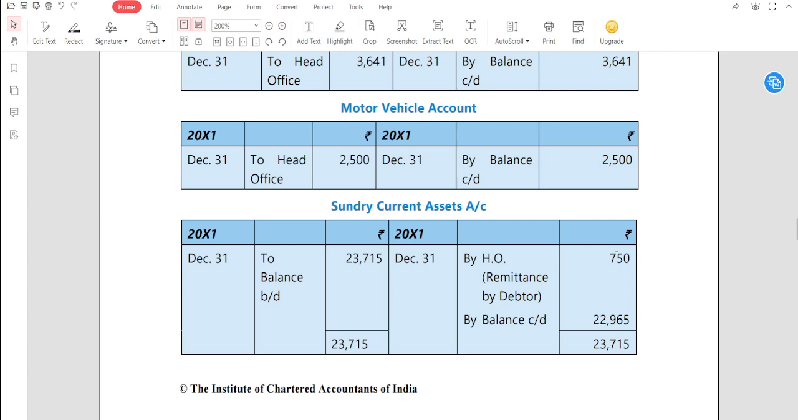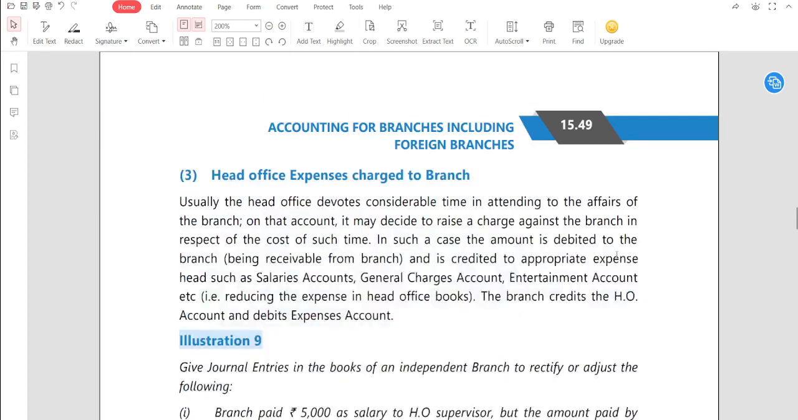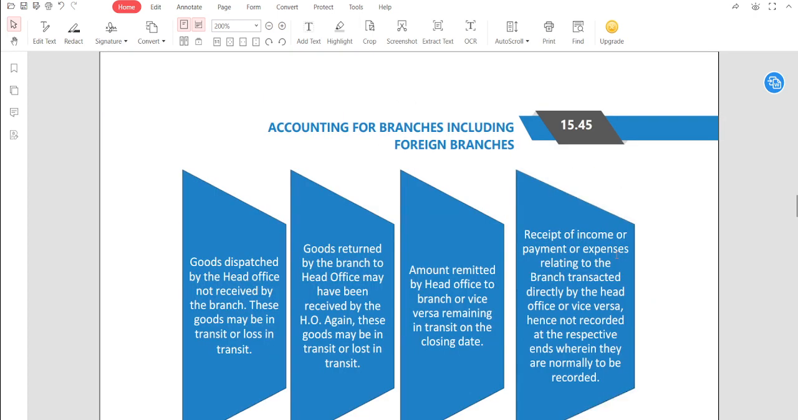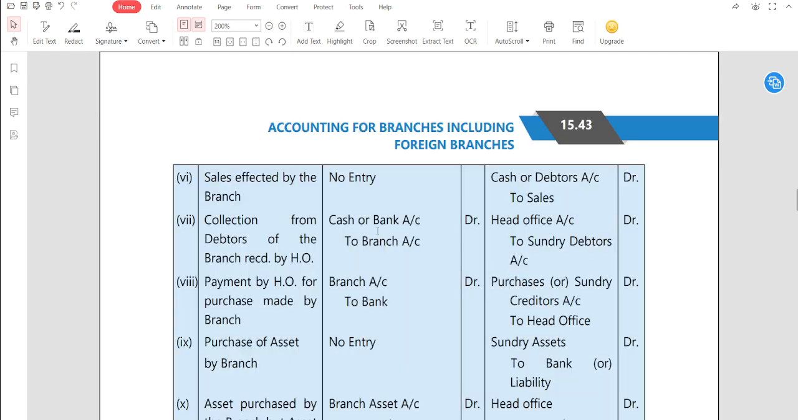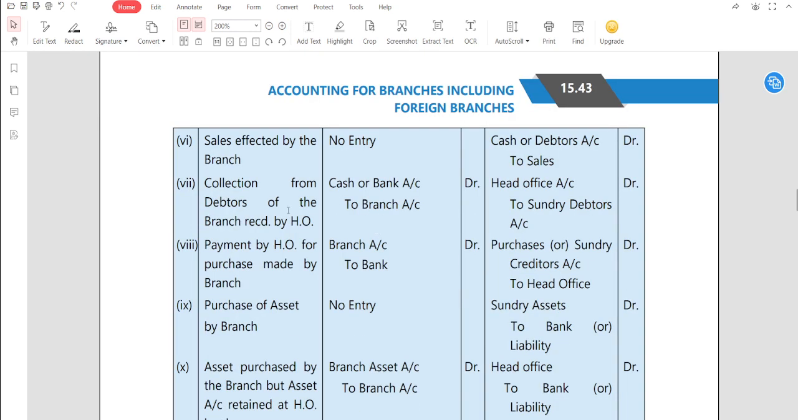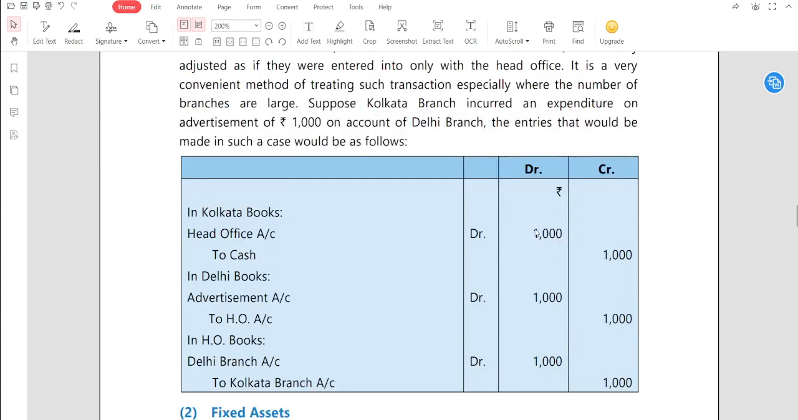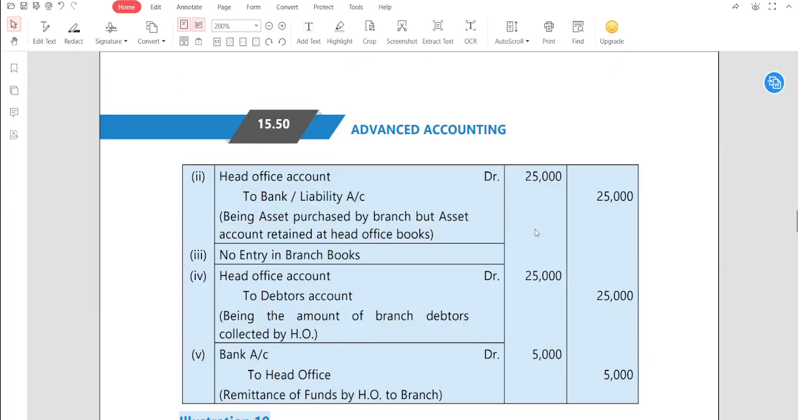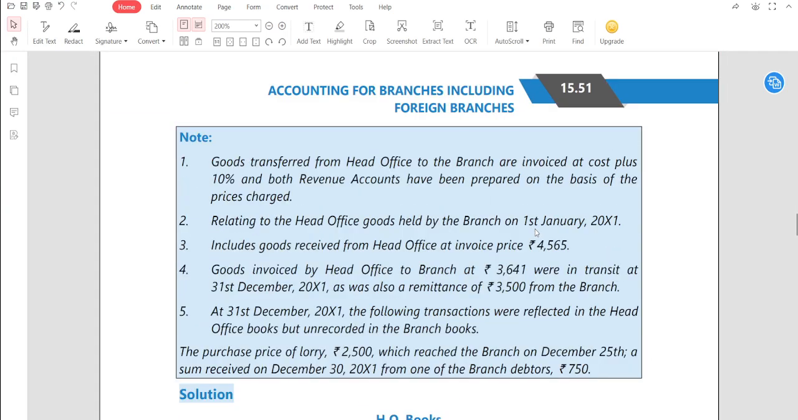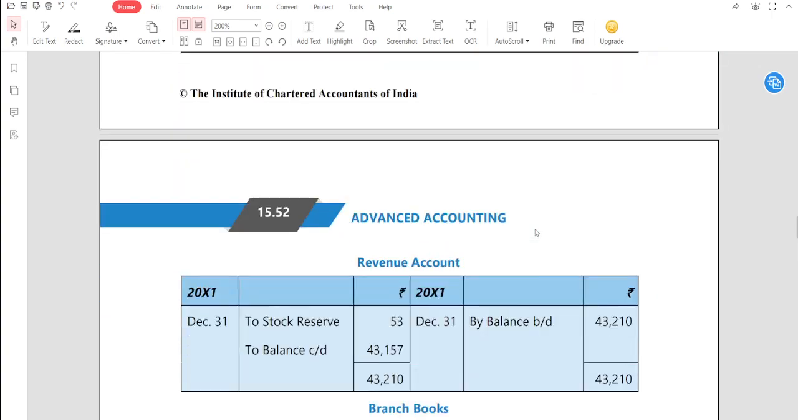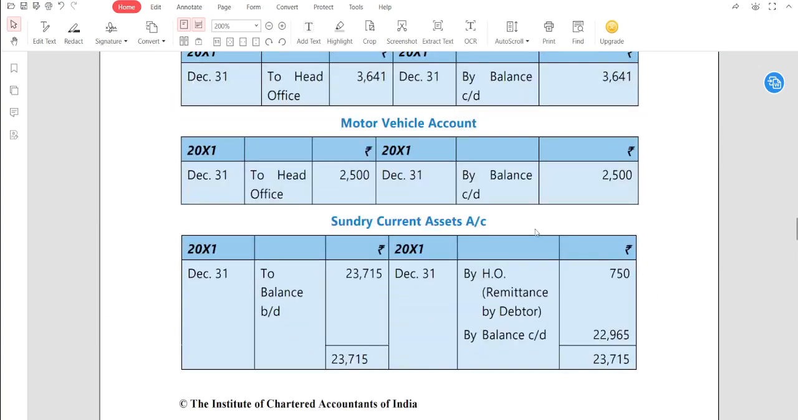Sir, how are we going to show this in the journal entries? Now see, go to the journal first. Kya likha hai dekhiye: if collection from the debtor of the branch is received by the HO, account debit to Sundry debtor. As in this particular question we don't have any separate Sundry debtor balance, rather we are going to show it under the Sundry current asset. Perfect. That is the fundamental. Clear hai? So ye bhi ho gaya sir.